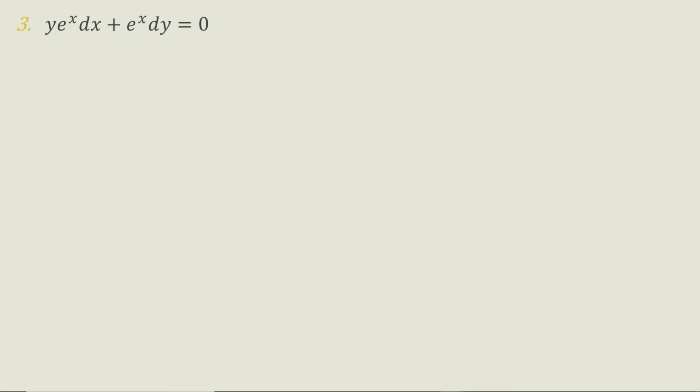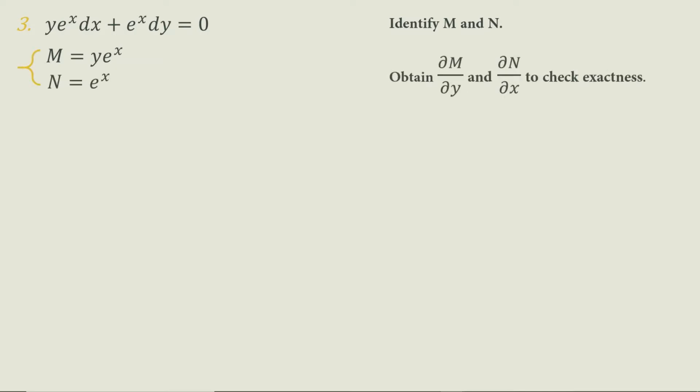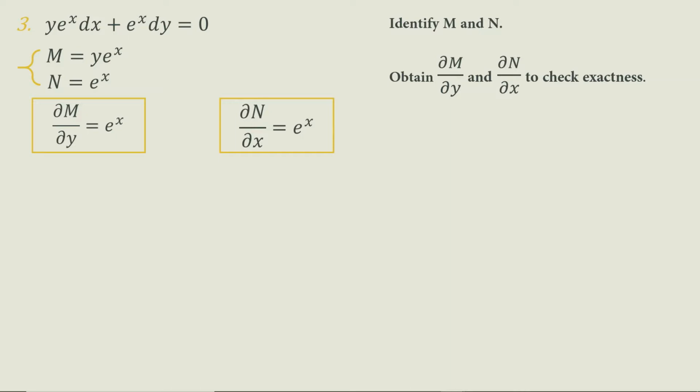Next example, y times e raised to x dx minus e raised to x dy is equal to 0. First step, again, is to identify m and n. M is with dx and n is with dy. So m is equal to y times e raised to x and n is equal to e raised to x. And then obtaining the partial derivative of both to check the exactness. Partial derivative of m with respect to y is equal to e raised to x since x is considered constant. And partial derivative of n with respect to x is equal to e raised to x. Then this equation is exact.